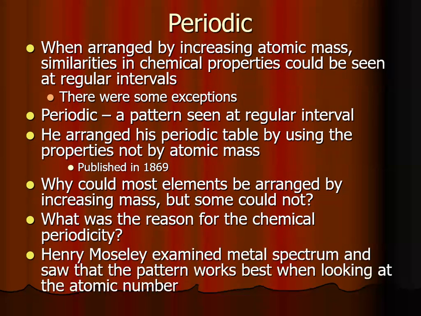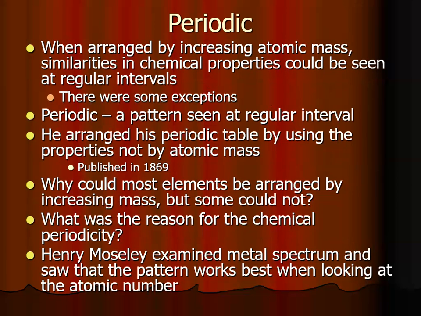So the answer to that first question, okay, is Henry Moseley, kind of the next person we talk about. He decided that instead of ordering it by mass, he ordered it by atomic number. Okay, so I want you to get your periodic tables out. Your periodic table is ordered by atomic number.